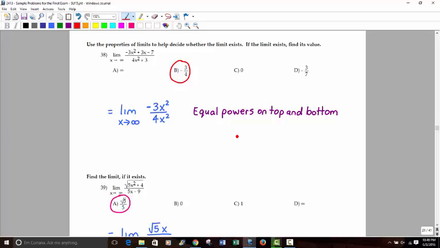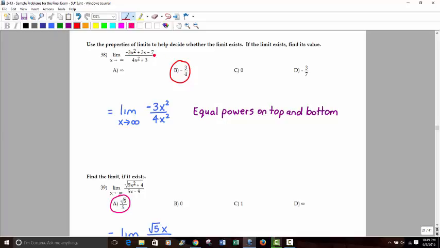Use properties and limits to decide whether or not the limit exists. And you can go back and look at my notes on how to handle the infinity limits. It's pretty much the same principle. That's from 3.5, the way you determine horizontal asymptotes. Also, same kind of idea here.